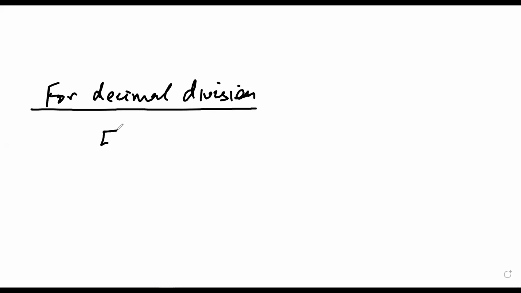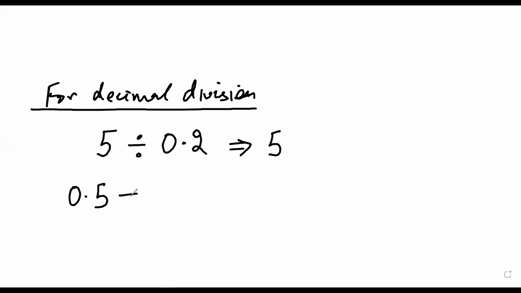See, for decimal division, there are a few simple things that you need to understand. So for example, if I have 5 divided by 0.2, now the easiest way in which I usually suggest students to do this is that 5 divided by 0.2, or maybe it might be 0.5 divided by 0.001.